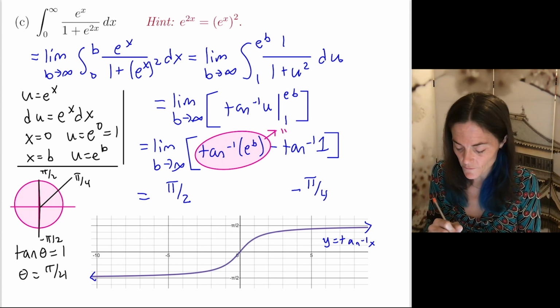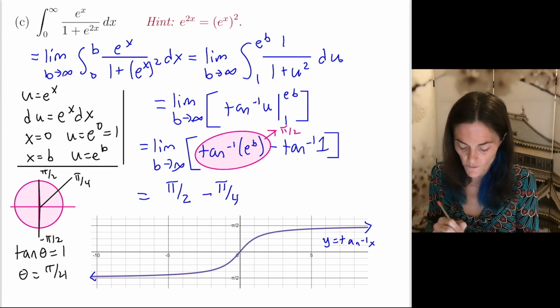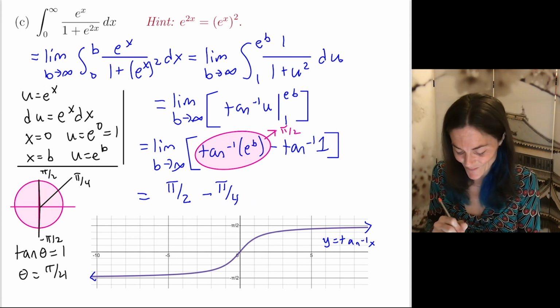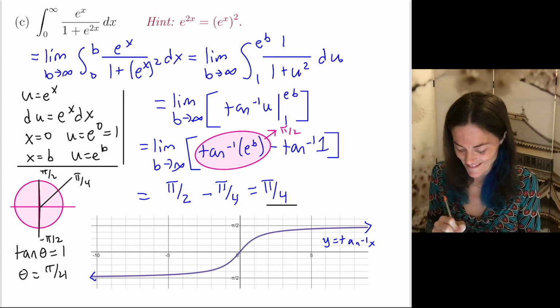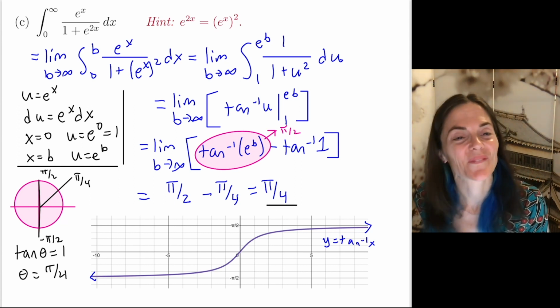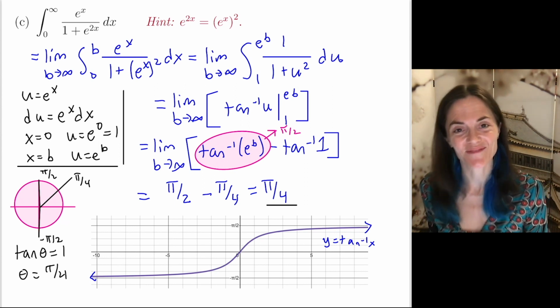This is another convergent improper integral. So we have pi over 2 minus pi over 4. And our answer here is pi over 4. Okay. This is a fun problem. This was 1C.